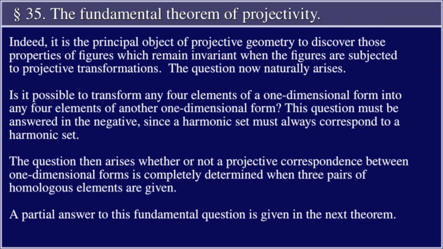The question now naturally arises, is it possible to transform any four elements of a one-dimensional form into any four elements of another one-dimensional form? This question must be answered in the negative, since a harmonic set must always correspond to a harmonic set. The question then arises whether or not a projective correspondence between one-dimensional forms is completely determined when three pairs of homologous elements are given. A partial answer to this fundamental question is given in the next theorem.